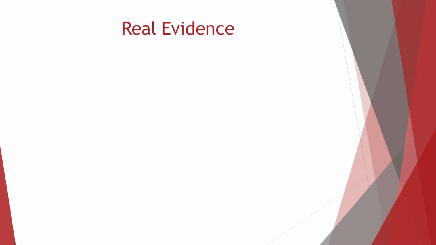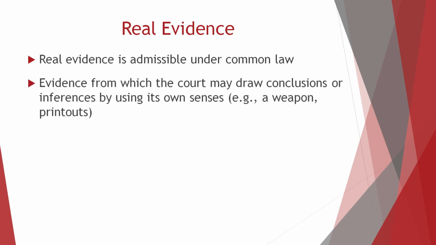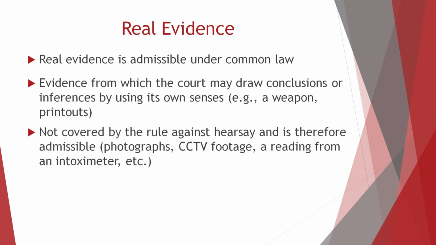Real evidence. Real evidence is admissible under the common law. It's evidence from which the court may draw conclusions or inferences by using its own senses. An object, such as a weapon used to commit murder, is an example of real evidence. Printouts and readings from mechanical devices can also be treated as real evidence. Real evidence is not covered by the rule against hearsay, so photographs, CCTV footage, and a reading from an intoximeter, all of which are real evidence and therefore admissible, are not covered by the hearsay rules.